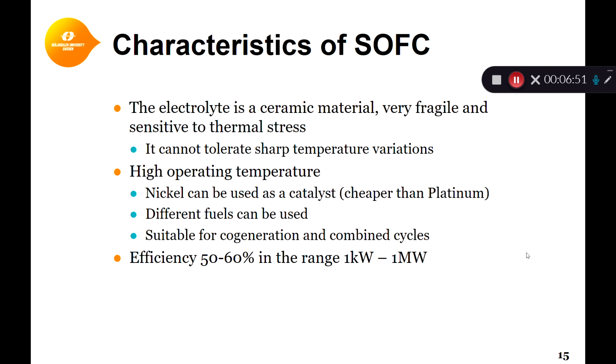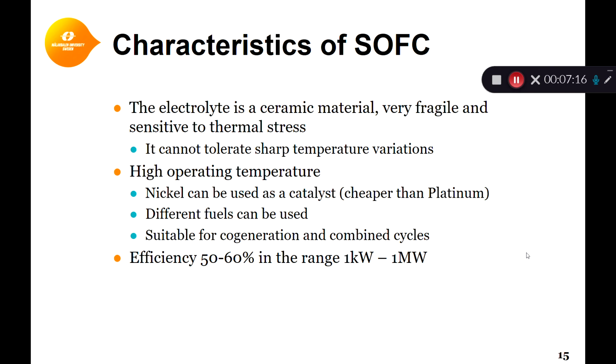Because the electrolyte is ceramic, it is very fragile and it is very sensitive to thermal stress. So this type of fuel cell cannot tolerate sharp temperature variations. But because of the high operating temperature, it is very efficient. Nickel can be used as a catalyst instead of platinum, and different fuels can be used. We will look into it in more detail.